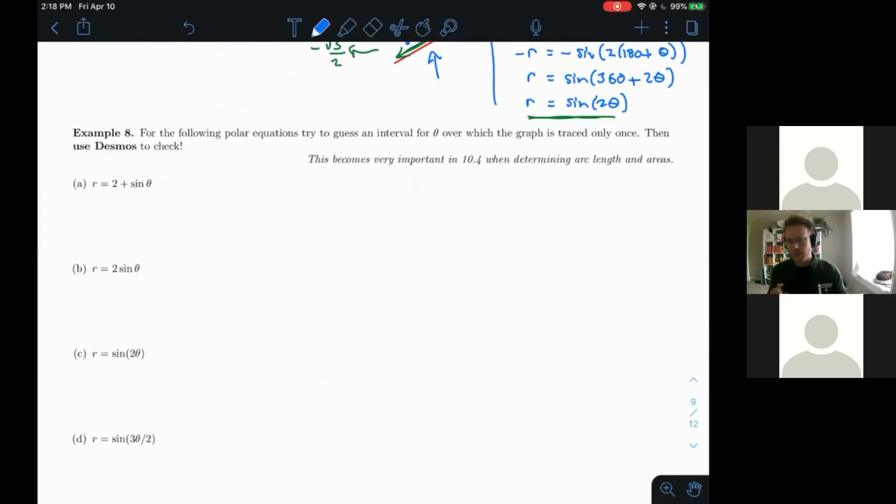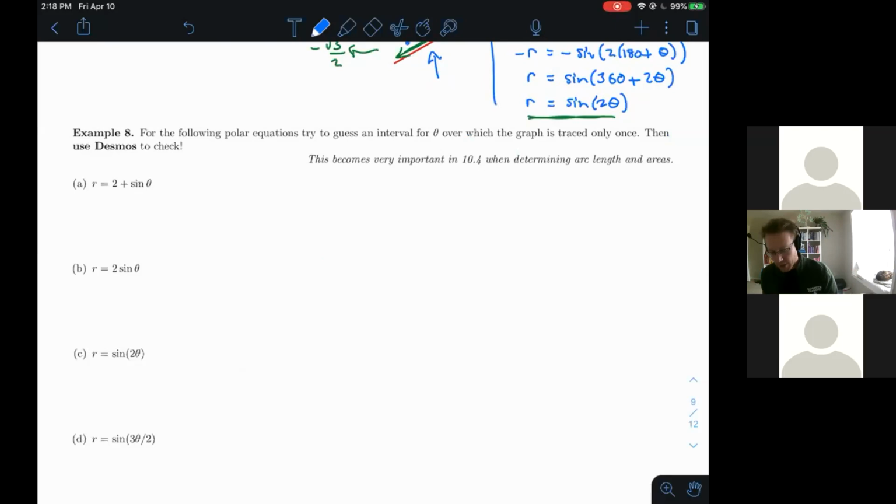But here's one where, these ones are all kind of annoying to type in a bunch, so I'm going to switch over to my other computer here shortly. But I'd like to give you guys 60 seconds, 90 seconds or so. I'd like you to guess the period for some of these types of functions. So in polar equations, we're trying to guess the theta interval in which the graph is traced only once, that we get the full graph, but it's traced only once.